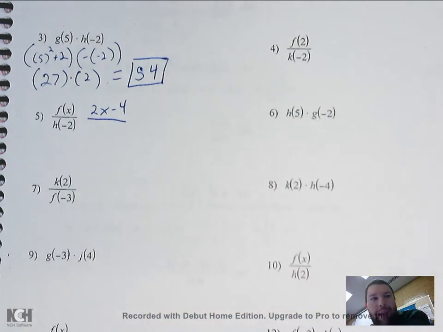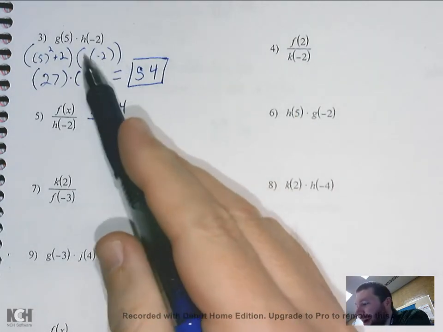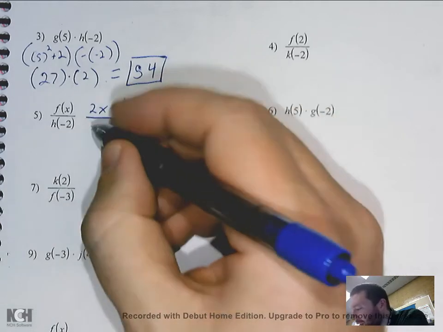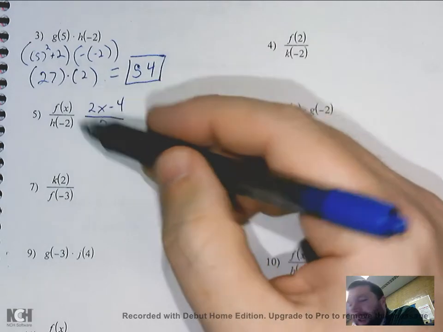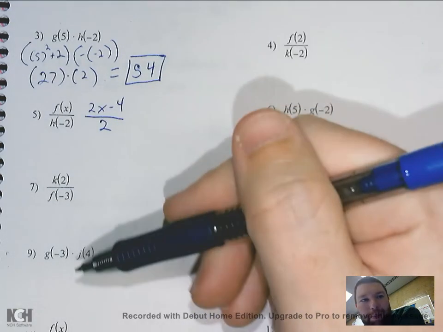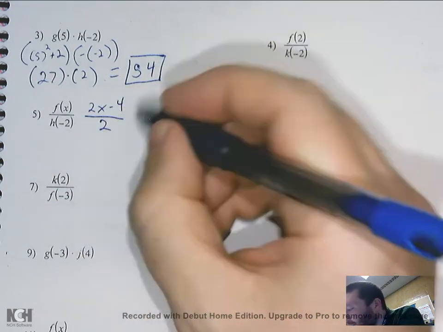Okay, and then h of negative 2, we already found that. It was positive 2, right? Now, when you have an equation that is dividing like this, I'm going to allow you guys to use two different answers. So you can set it up like this and stop.